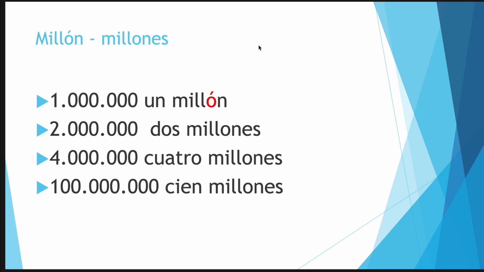Okay? Now millones. Millón has an accent. Un millón. And just note that the spelling is different from English, right? There's no double L and there's an accent, millón. But after that, 2,000,000, 4,000,000, 100,000,000. Millones in the plural form has no accent. Okay? So if you want to say 11 million, you just say once millones. Okay?